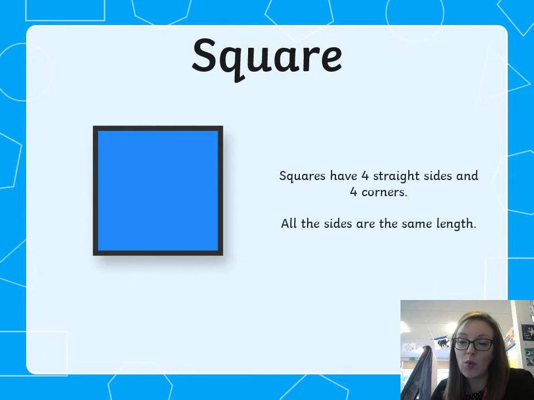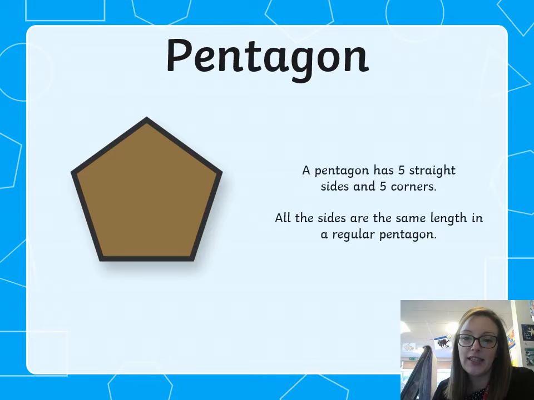Then we have a square. A square is the shape that you will see on the face of a cube. Now a square has 4 sides. They're straight sides and they're all the same length. And a square also has 4 corners. You can see the part where the sides meet are the corners, and a square has 4 of those. Okay, let's look at the next 2D shape.